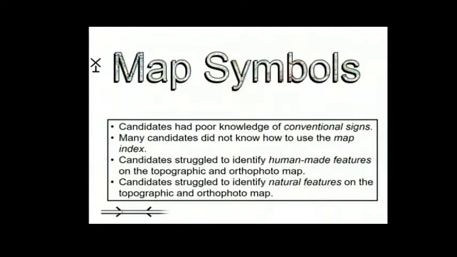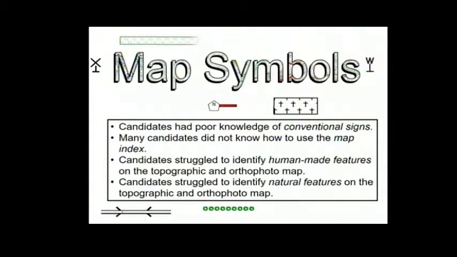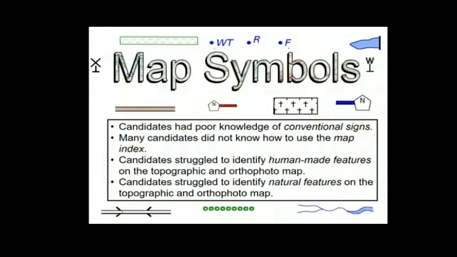Now, what's very important of your map symbols, this came up in the exam reports that we had. Firstly, candidates had a poor knowledge of conventional signs. Now, conventional signs, your map symbols, your key, whatever you want to call it, it's the same thing. Okay, now here's something. Many candidates didn't know how to use the map index. We're coming back to that again. Candidates struggle to identify human-made features on the topographic and orthophoto map. Candidates struggle to identify natural features on the topographic and the orthophoto map.